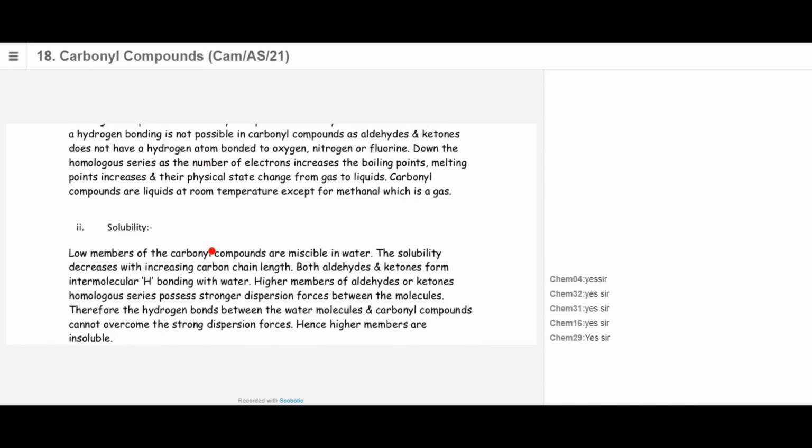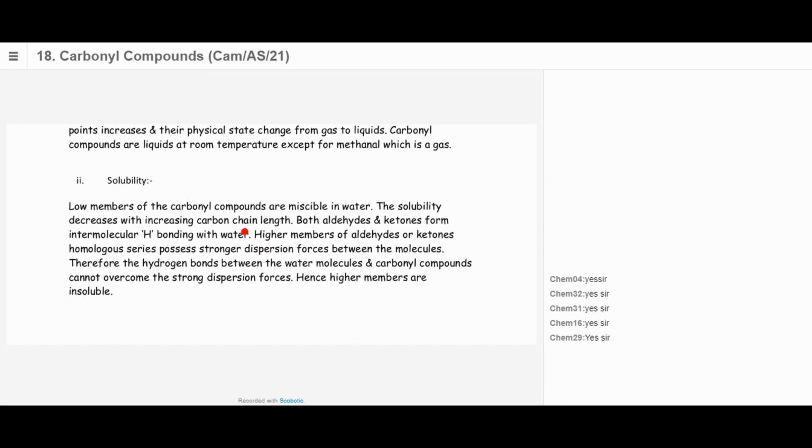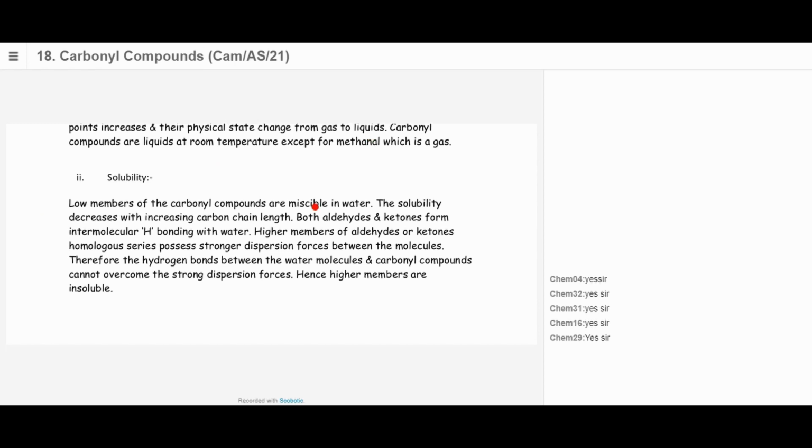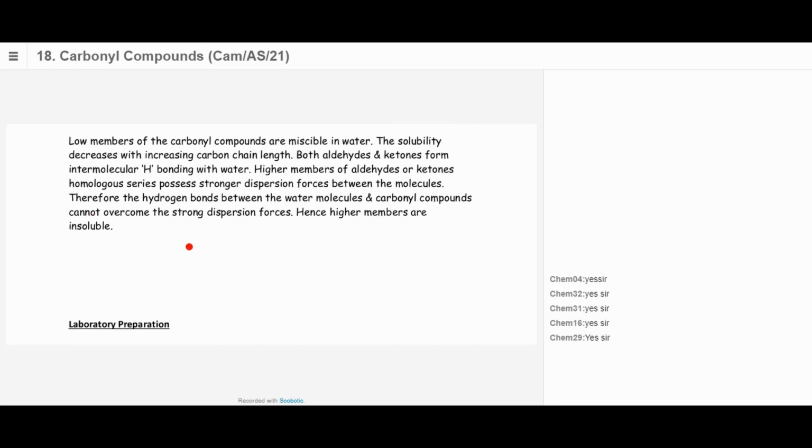As for solubility, the lower members of the carbonyl compounds are miscible with water. As you go down the homologous series, the intermolecular force strength increases. As a result, the solubility will decrease. Also, the main carbon chain is a non-polar hydrophobic chain. That is also a reason why the water molecules cannot form intermolecular attractions with the carbonyl compounds as you go down the group, right? So solubility will decrease down the group. I think we drew the intermolecular attractions there.